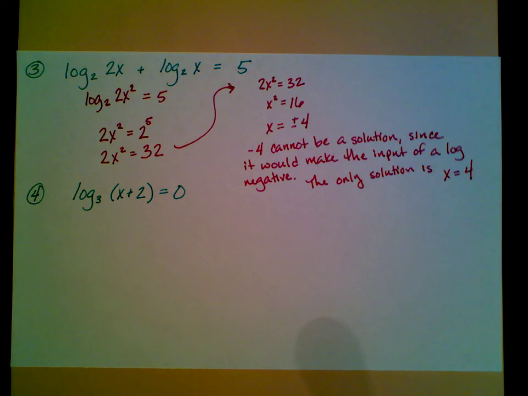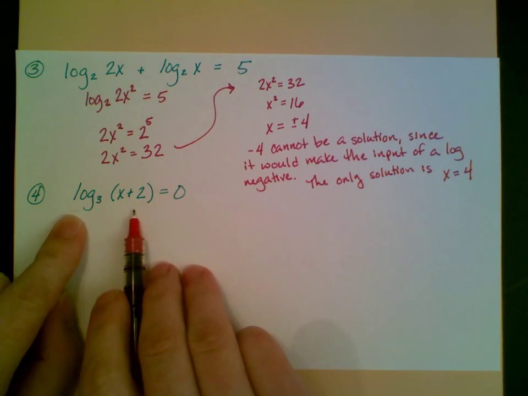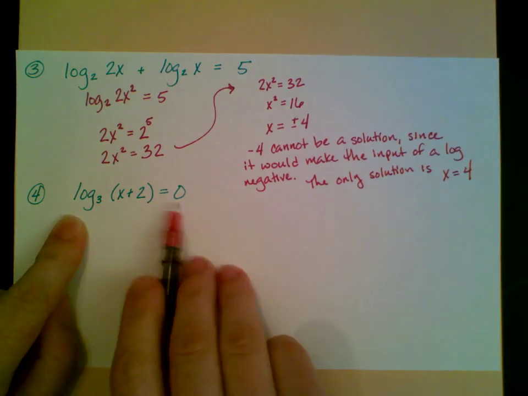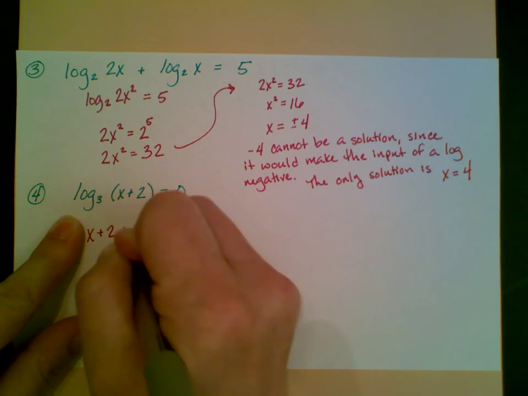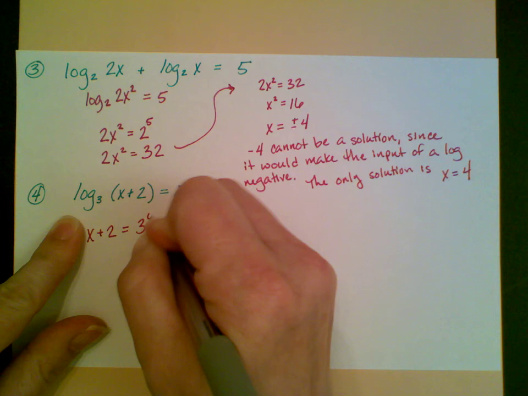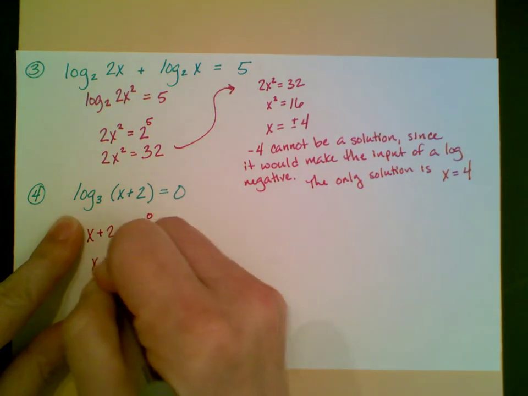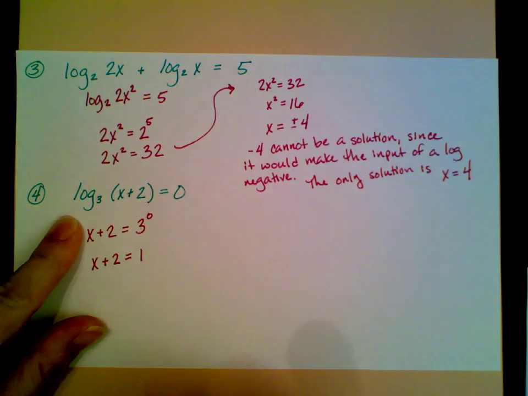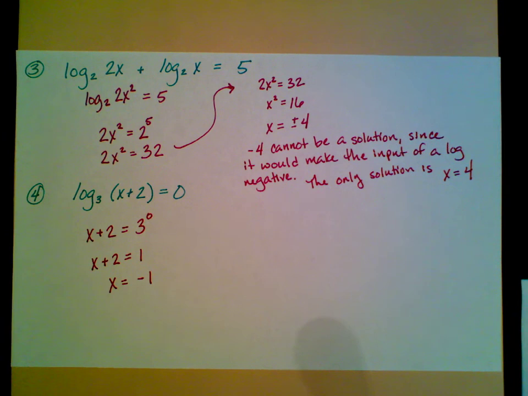So now let's go on to number 4 here, which I already have everything. I don't need to combine logarithms or anything. I can write this in exponential form as x plus 2 is equal to 3 to the 0. Of course, 3 to the 0 is 1. I get x plus 2 is equal to 1. And so x is equal to negative 1.